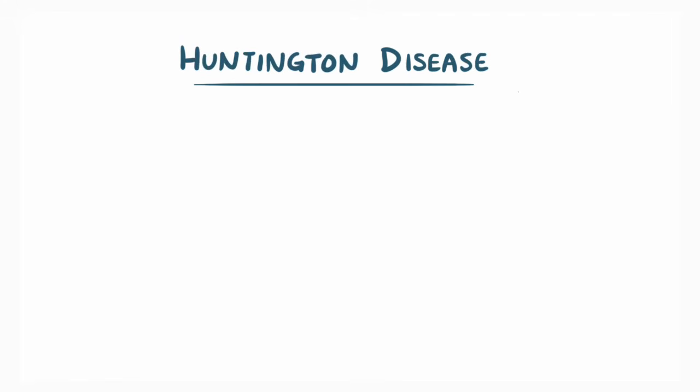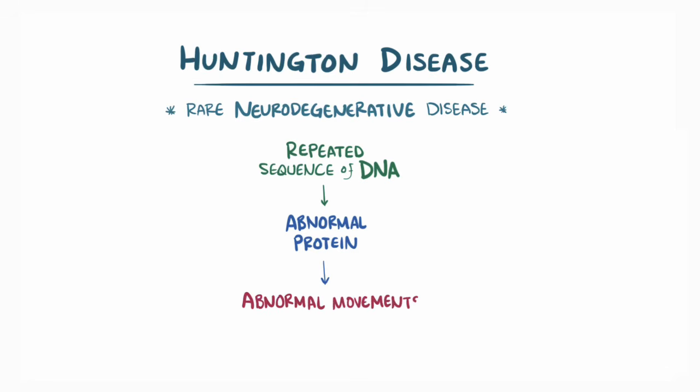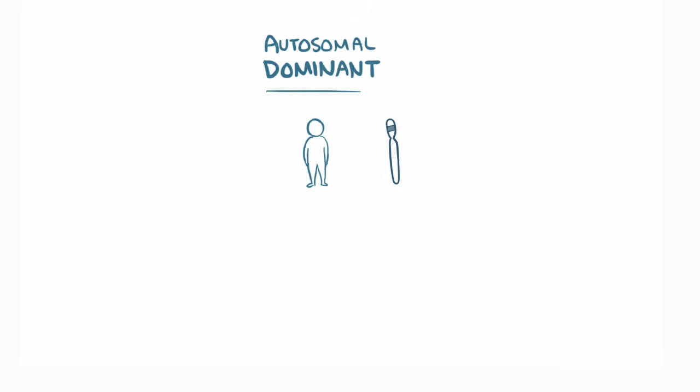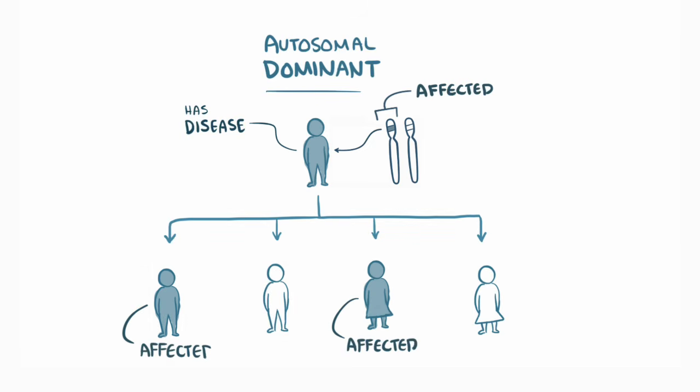Huntington disease, or HD, is a rare neurodegenerative disease that involves a repeated sequence of DNA that causes an abnormal protein to form, leading to abnormal movements and cognitive problems. Huntington disease is an autosomal dominant genetic disorder, which means that one affected copy of the gene is enough to cause disease. Affected people are typically present in each generation, because an affected person, male or female, has a 50% chance of passing on the affected gene to a child, which causes that child to have the disease.